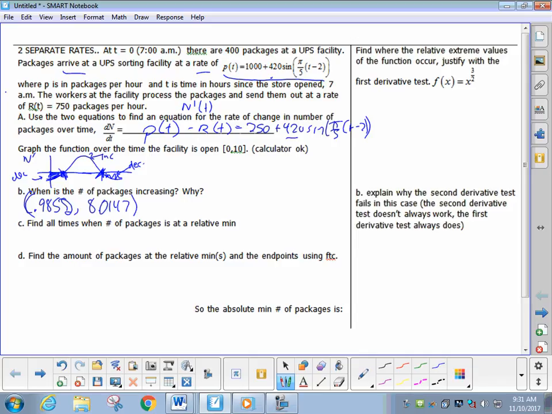Okay, now I say that's when it's increasing. Why do I say that? Or why do you say that? Because of the x-axis, because end time is positive.